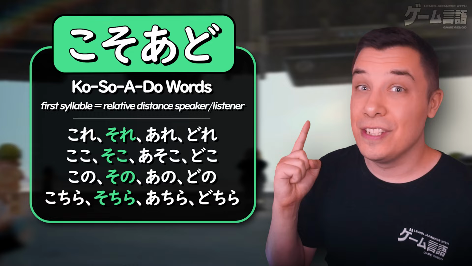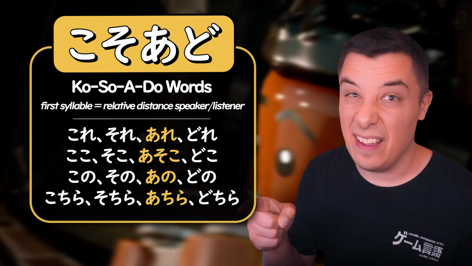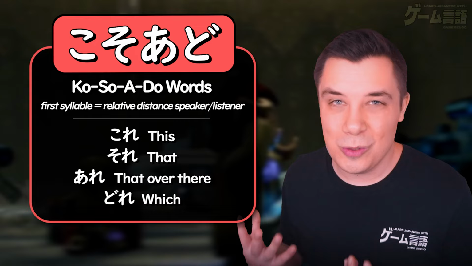Words that start with そ are then words that are referring to things that are near the listener. Words that start with あ are then referring to things that are distant from both the speaker and the listener, like that over there. And then finally, ど is used for questions, like which. So the simplest way you'll see these words used are like これ, それ, あれ, and どれ.